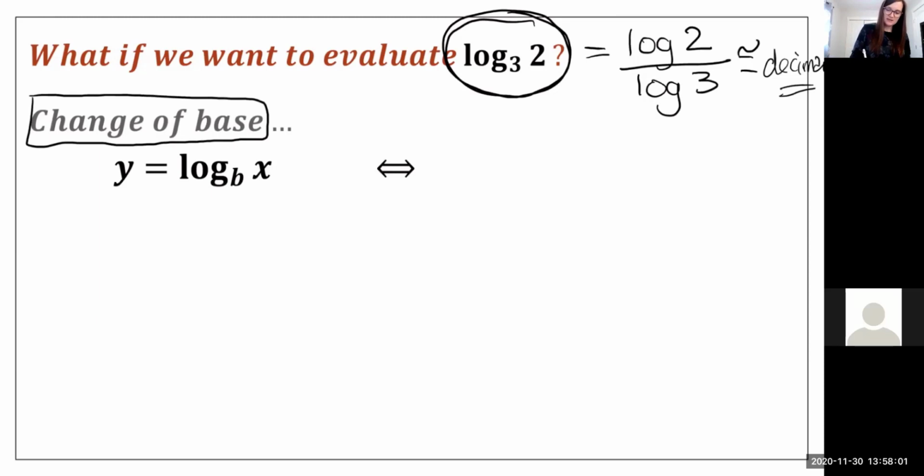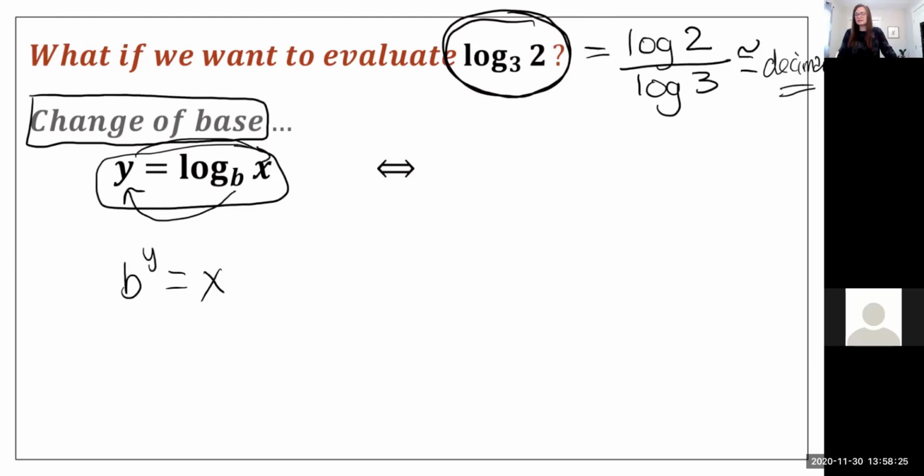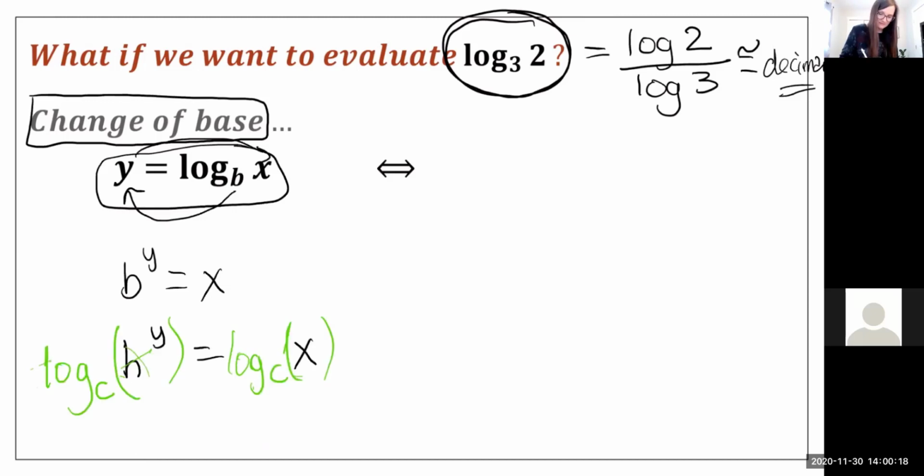So let's start with what we have, log base b of x in general. I'm going to rewrite that in its exponential form. So b to the power of y is x. Now, what I can do here is take the log of both sides. I'm allowed to take any base. Because we're doing the change of base, we want a different base. Let's say c, log base c of both sides. Otherwise, I'd just come back to the start. Nothing would have happened. Okay, so I take base c of both sides.